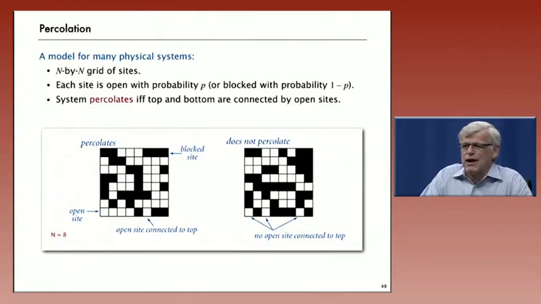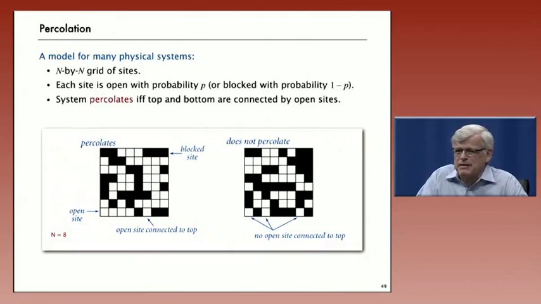I'll give an abstract model and then just talk briefly about how it applies to physical systems. So let's think of an n by n grid of squares that we call sites. And we'll say that each site is open, and that's white in the diagram, with probability p, or blocked, that's black in the diagram, with probability 1 minus p.